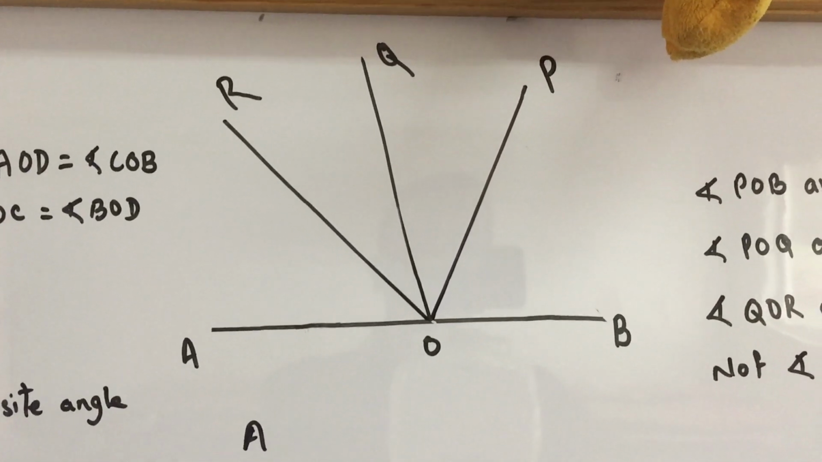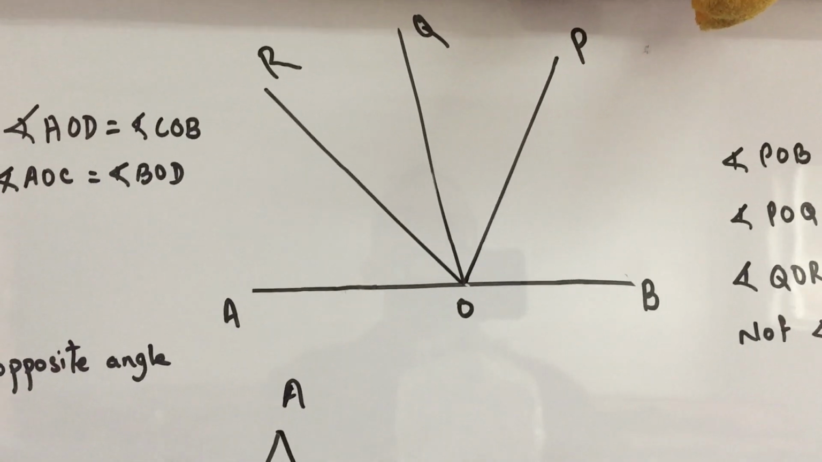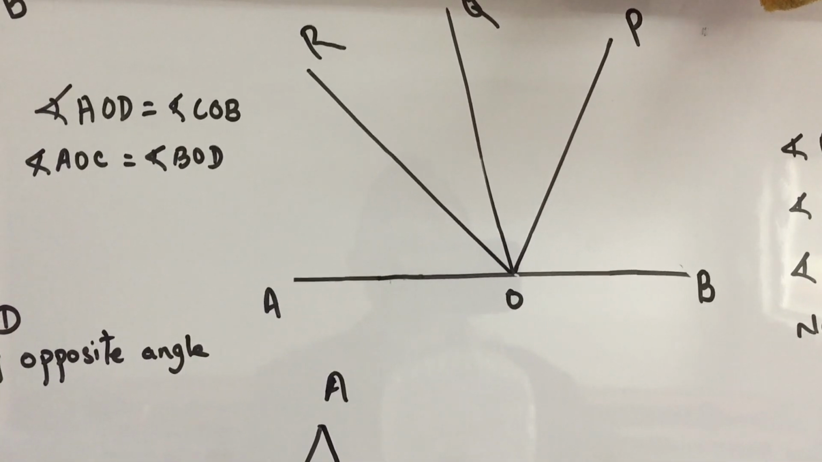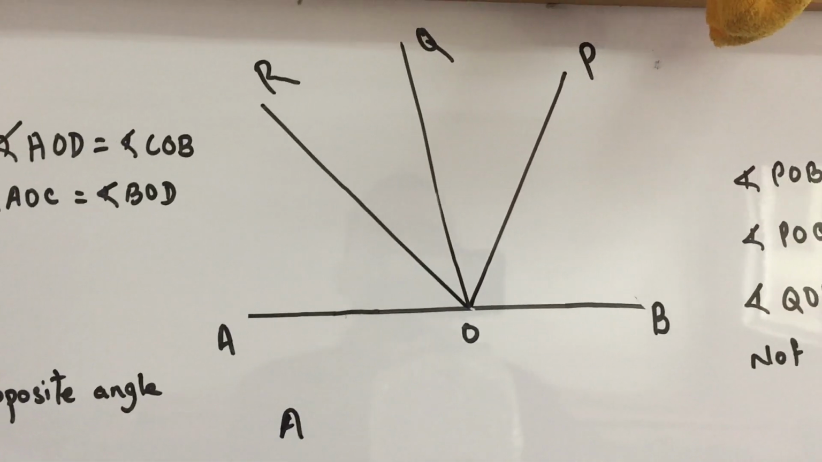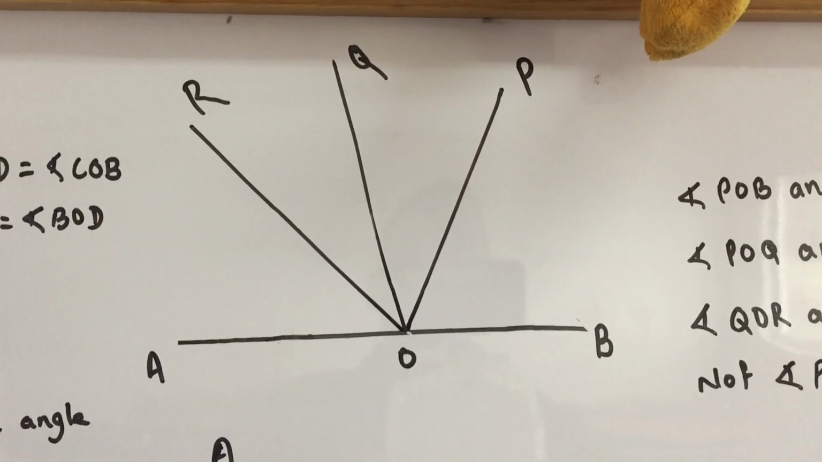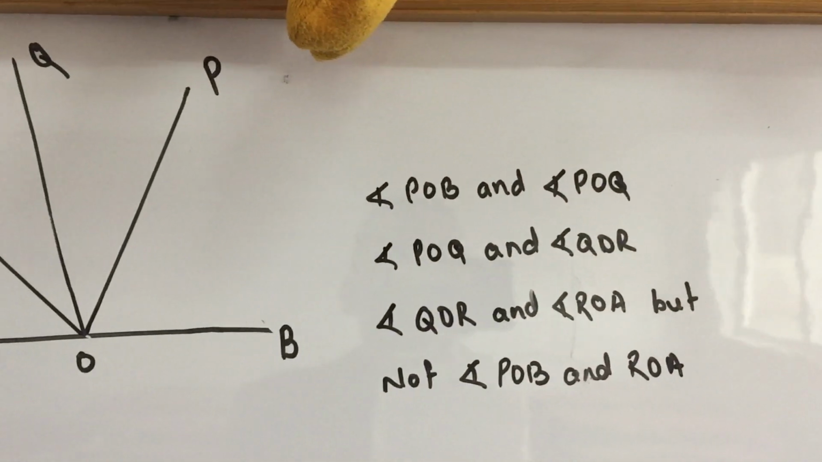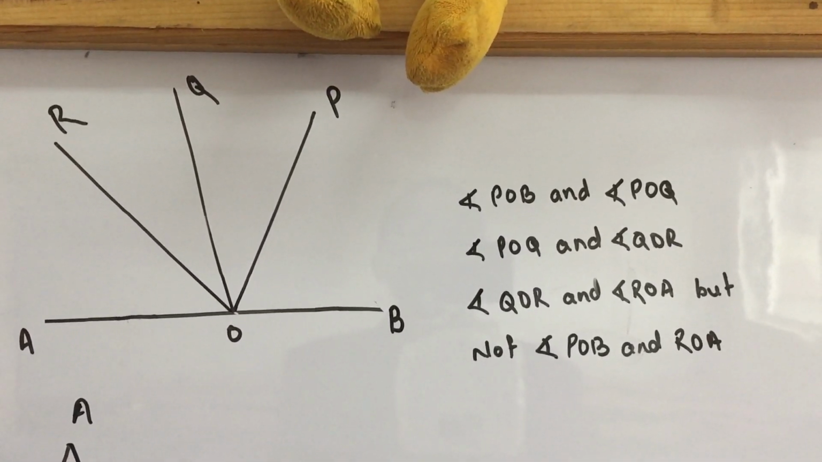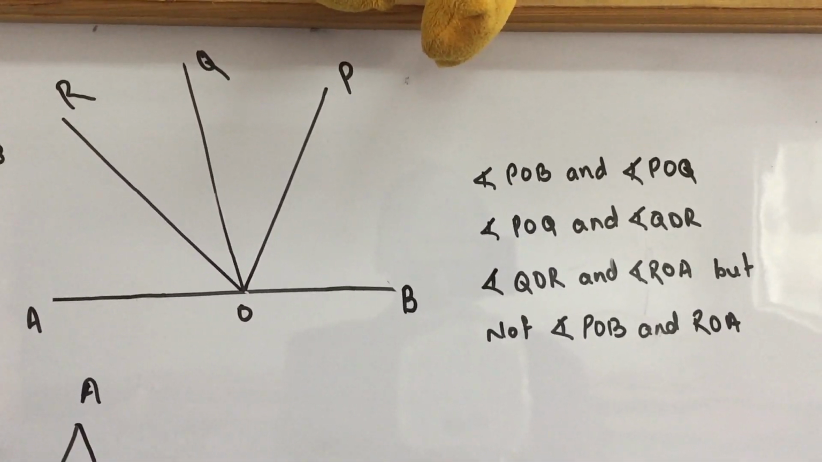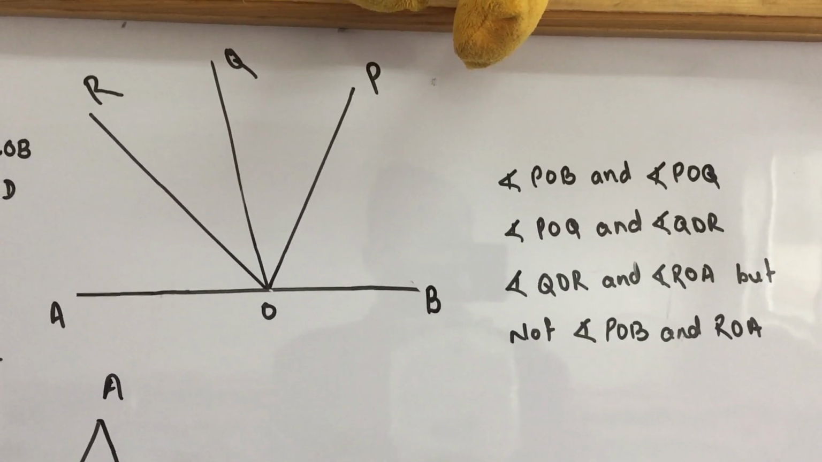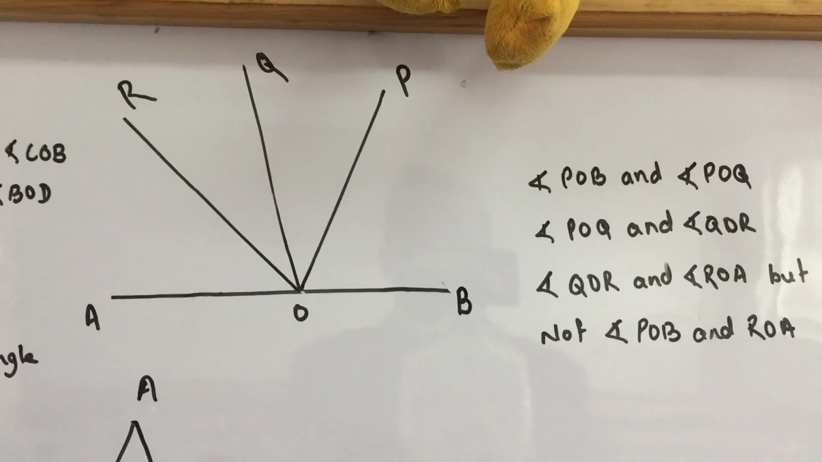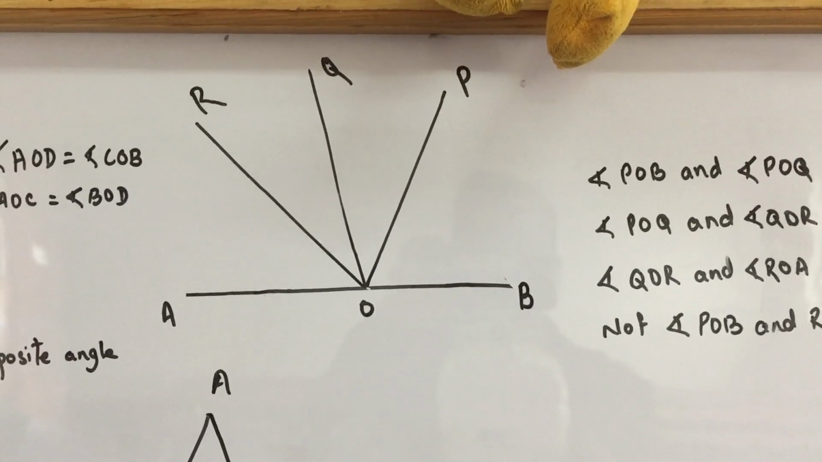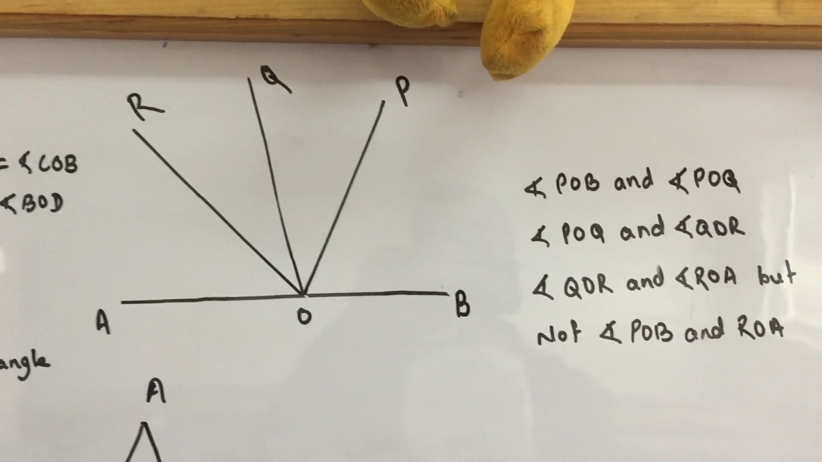Now, adjacent angles. I'm sorry, I forgot to write the name. Here in this figure you see many angles: POB, POQ, QOR, ROA. Two angles are said to be adjacent if they have a common arm and a common vertex. This will help you understand better. Looking at angle POB and angle POQ, PO is the common side for both angles and O is the common vertex. So according to the definition, two angles are said to be adjacent if they have a common arm and a common vertex.